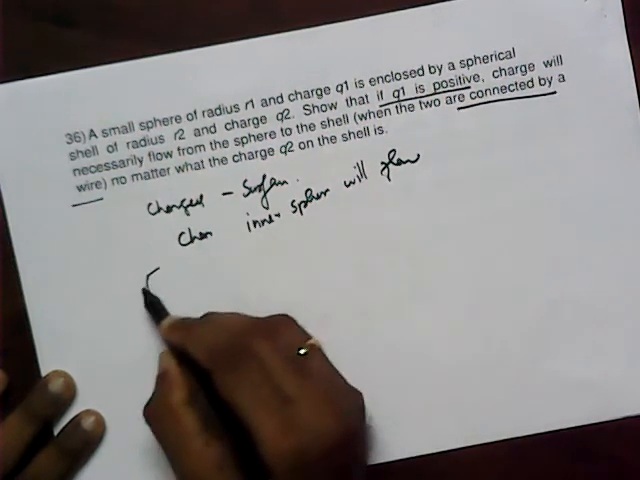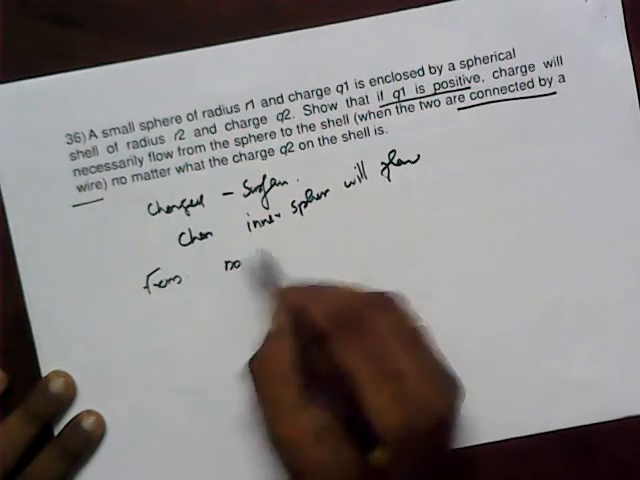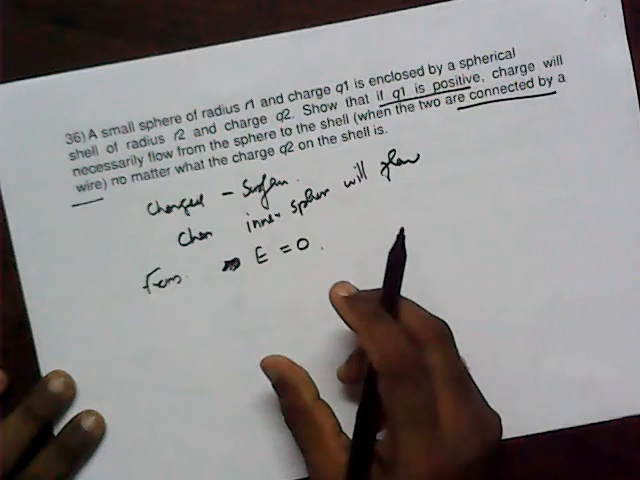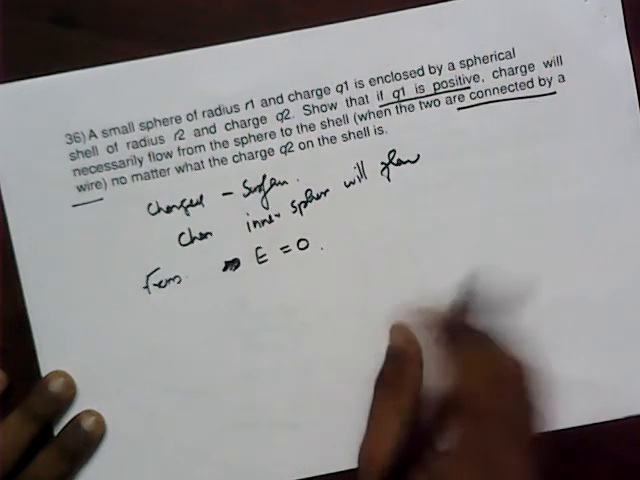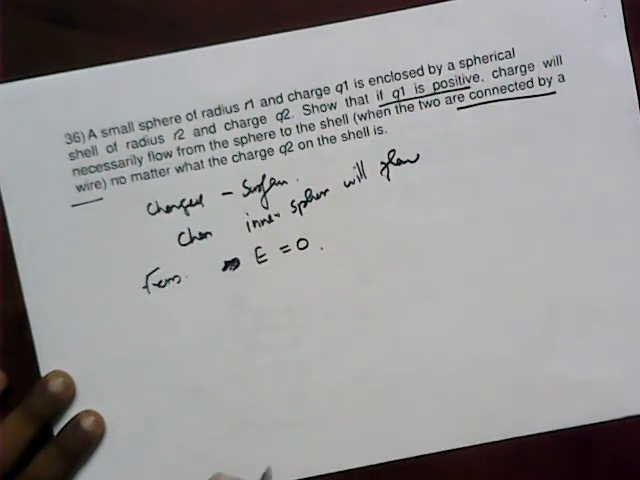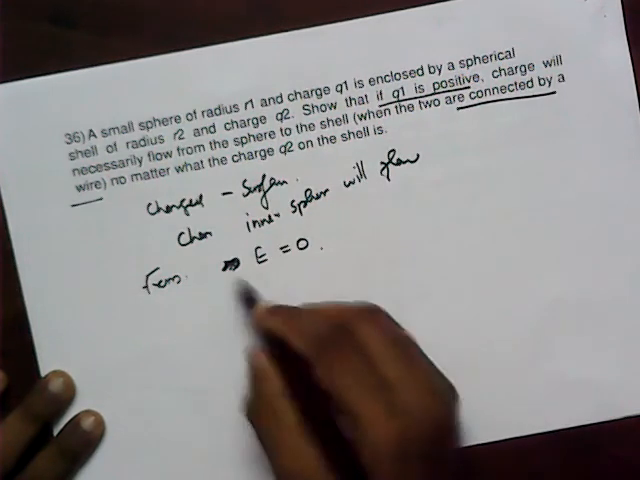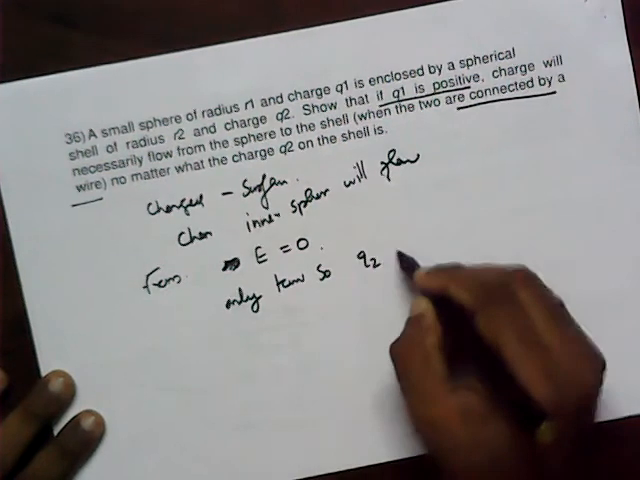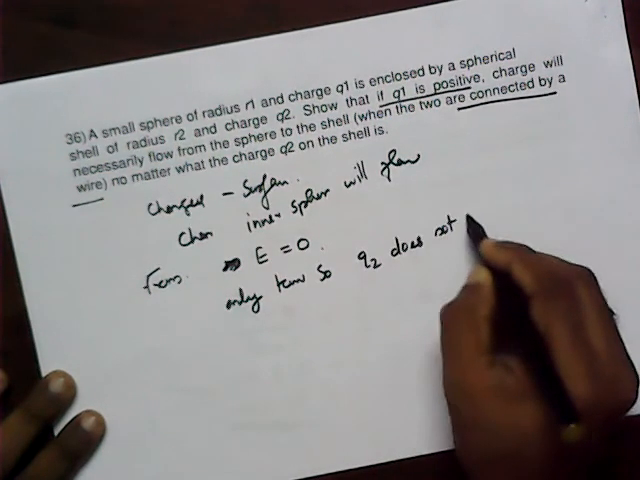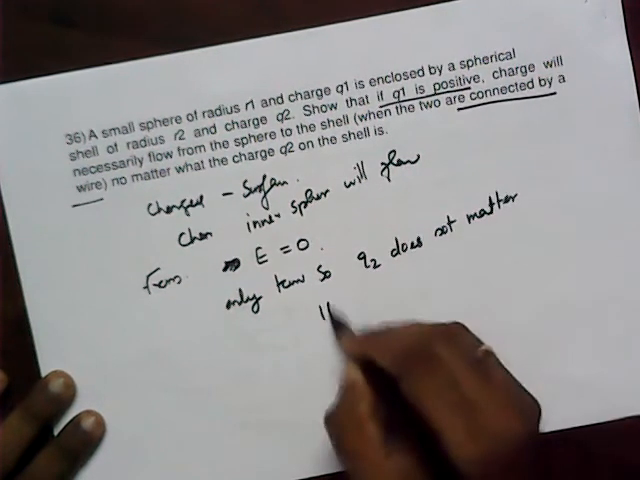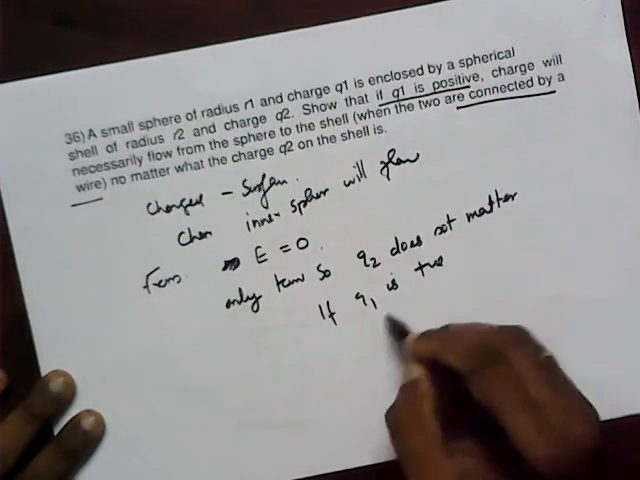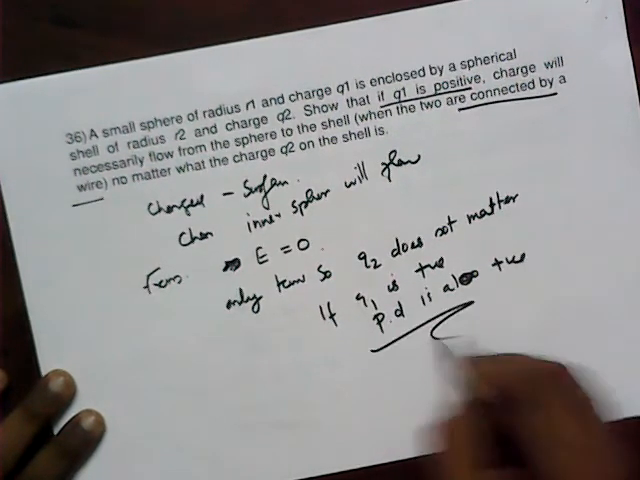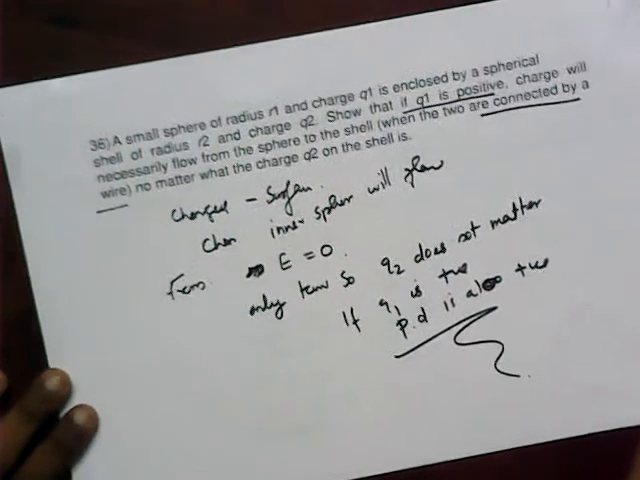From Gauss's law, the electric field is zero inside the Gaussian surface. So only the charges enclosed by a closed surface contribute towards the field, keep in mind. So Q2 does not matter in this case. If Q1 is positive, keep in mind, the potential difference is also positive. That is a very important concept. Carefully listen to the concept I told.